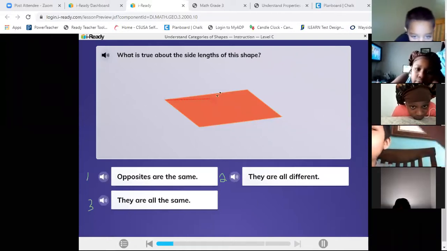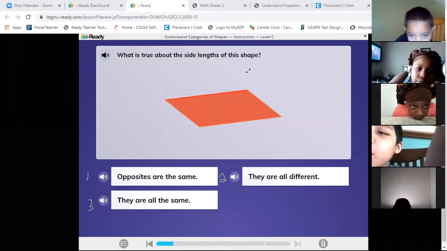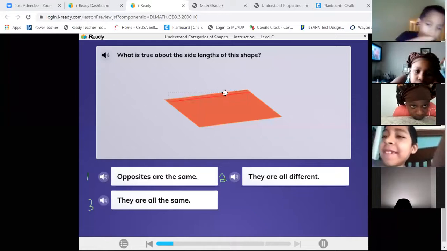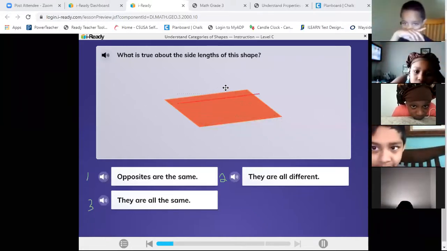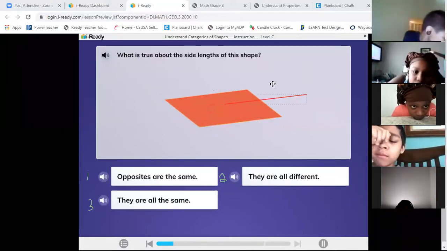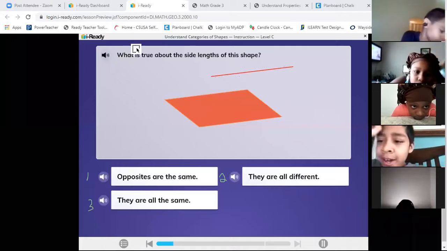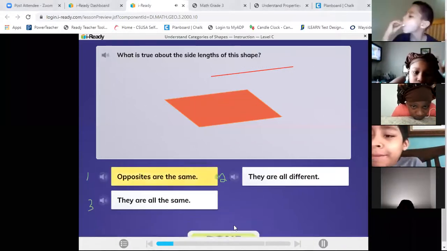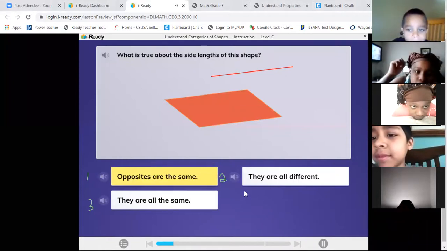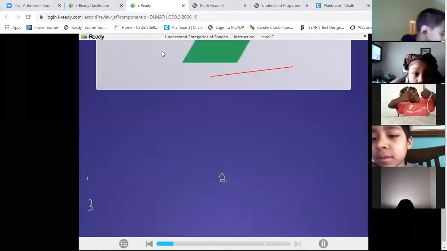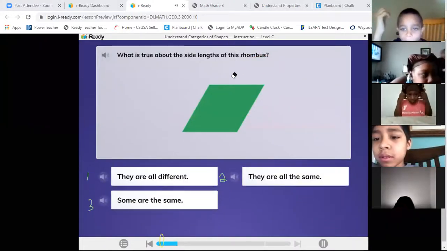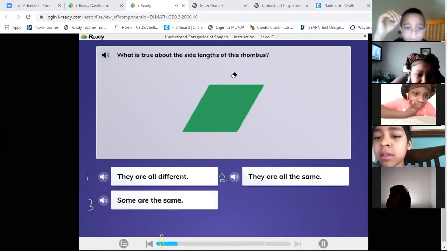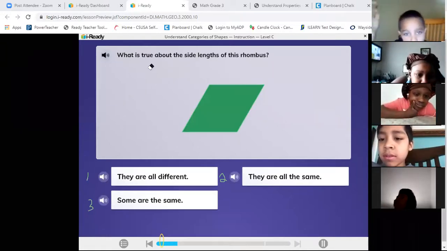But what if I did this? What if I did bam, bam? Oh, snap. Those are the same. So these opposite sides are the same and these opposite sides are the same. So if you said 1, you got it. I see some people doing the fingers or doing yes. Good.